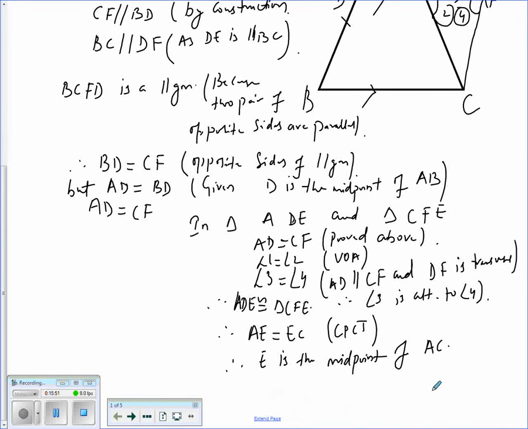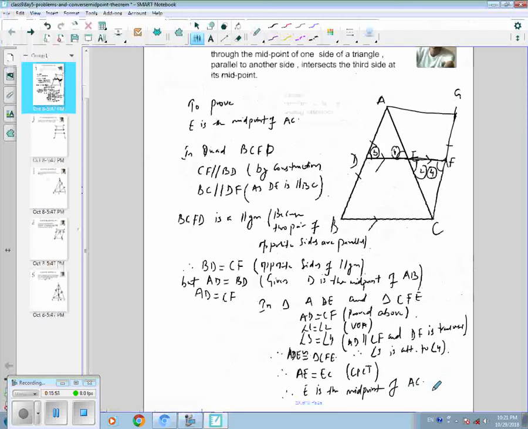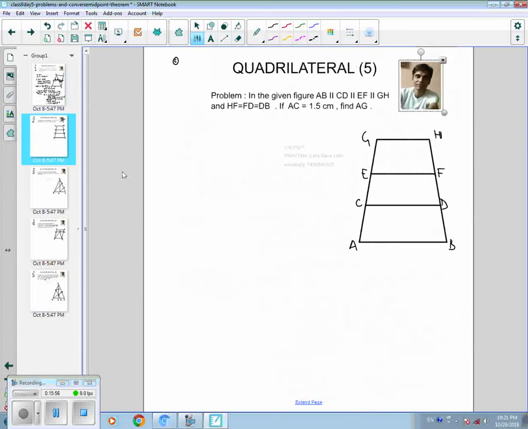Now we take few problems. First of all, problem 1. In the given figure, AB is parallel to CD.